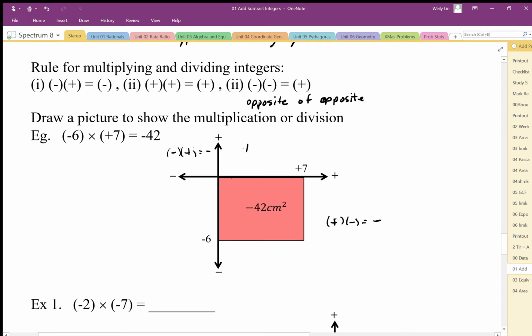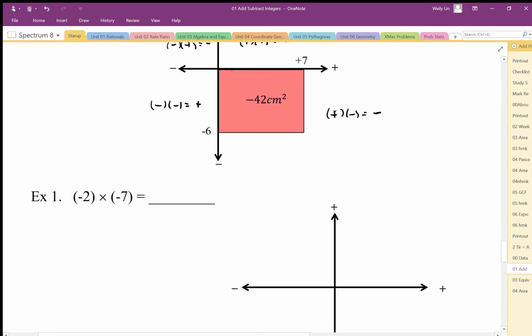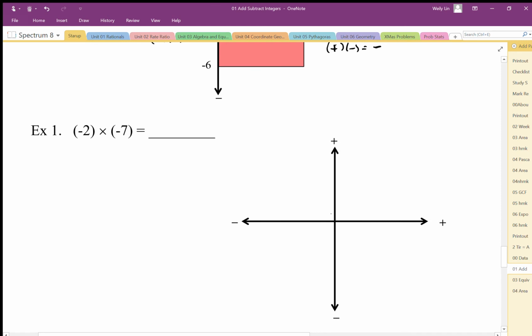Here this is a positive positive quadrant, so the answer will be positive. And here is a negative negative quadrant, so the answer here is positive as well. Okay. So if I were to draw negative 2 times negative 7, I'm going to go negative 2 on the x-axis, negative 7 on the y-axis.